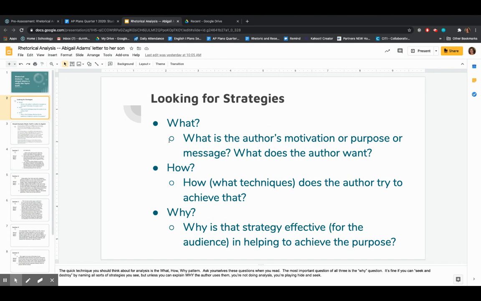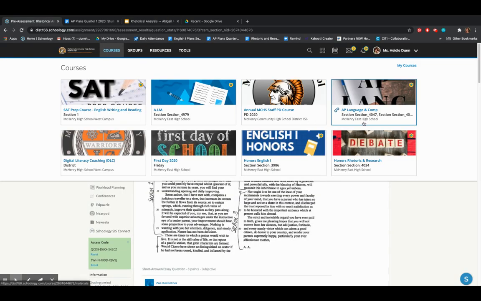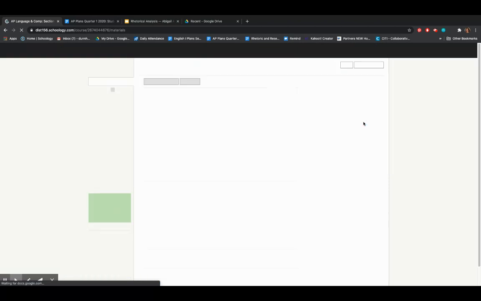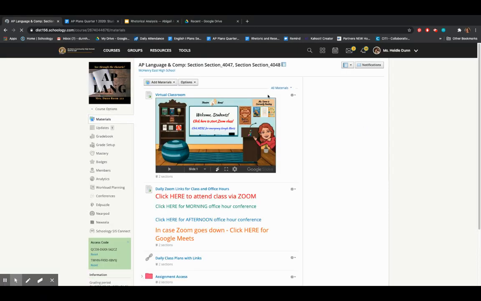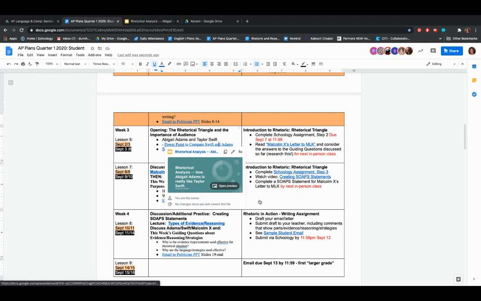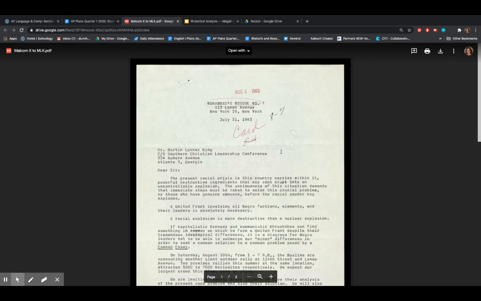This slide right here, the what, how, and the why slide, those are the questions that you want to keep in your head basically all year. And when you look at your homework assignment for the weekend, which is to look at, wait for it, Malcolm X's letter to MLK, one of your homework assignments for the weekend. When you look at this letter, Malcolm X's letter to MLK, there's a couple things you need to do ahead of time. You need to know who the speaker and the audience is.